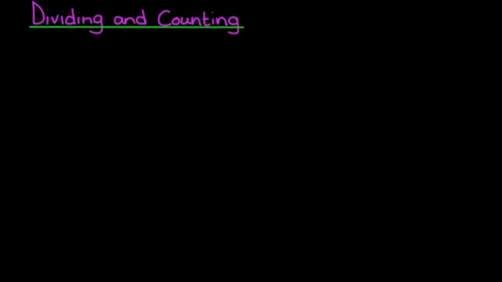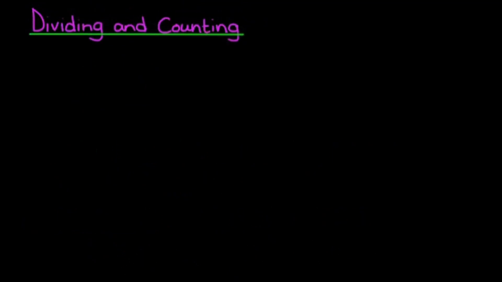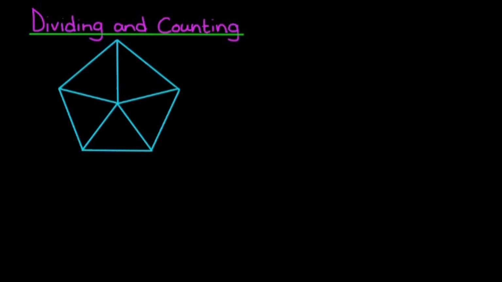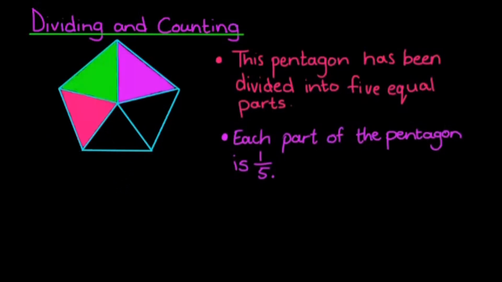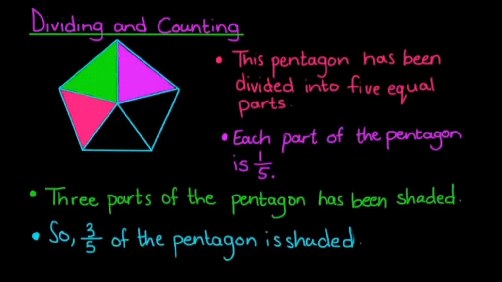The next part of the lesson that we'll be going through is the dividing and counting of fractions. So take for instance the shape that I have. This is known as a pentagon. So this pentagon has been divided up into 5 equal parts. So each part of the pentagon is a fifth. Now you can see that 3 parts of this pentagon has been shaded. This means that 3/5 of the pentagon is shaded.